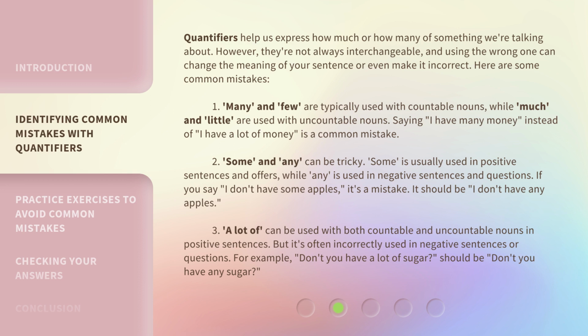3. A lot of can be used with both countable and uncountable nouns in positive sentences. But it's often incorrectly used in negative sentences or questions. For example, "Don't you have a lot of sugar?" should be, "Don't you have any sugar?"